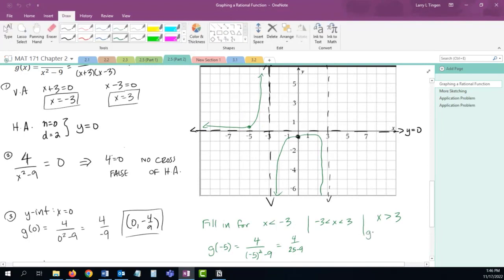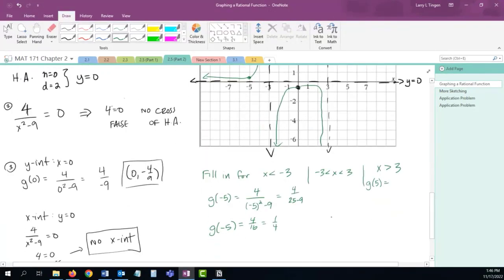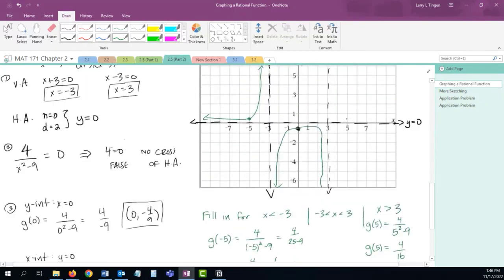So g at 5. It's going to do the same thing as the other one did. Right? G at 5 is 4 over, now I just have 5 squared minus 9, which is 25 minus 9, which is 16. So g of 5 is also 1/4. Where does that live? Right up here.